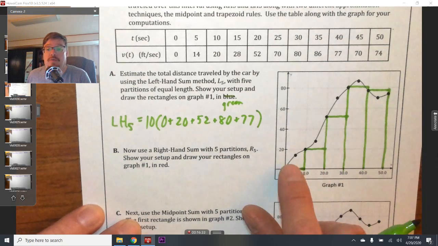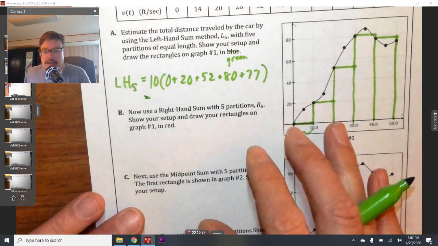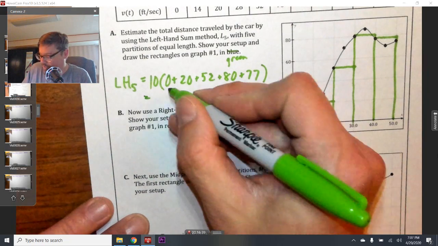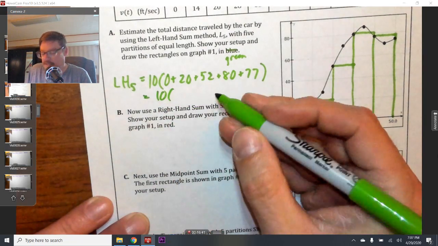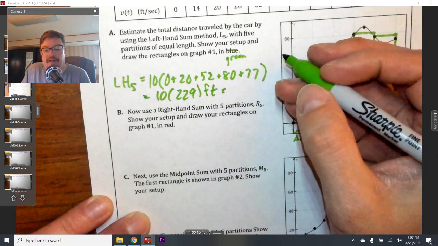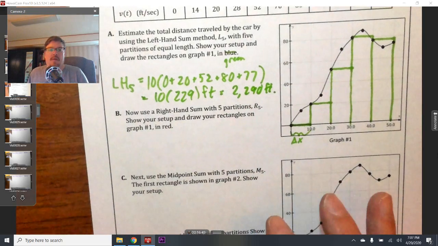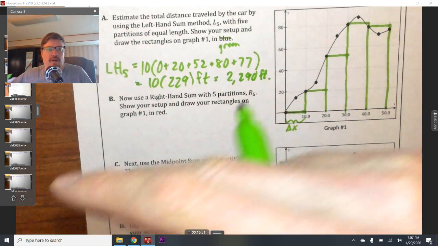Okay, so 0 and then all these heights. Let's just add it up. Now we do that calculation. We should get 10 times, I'm looking at the answer key over here, 229. And that's feet, so our final answer is going to be 2,290 feet. That's the left hand. So that's how far the car traveled.